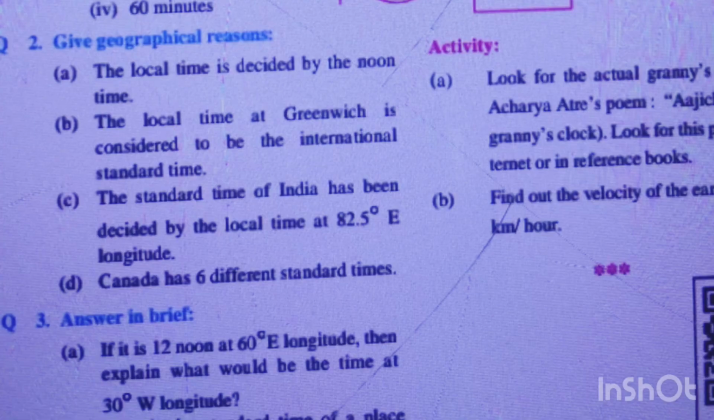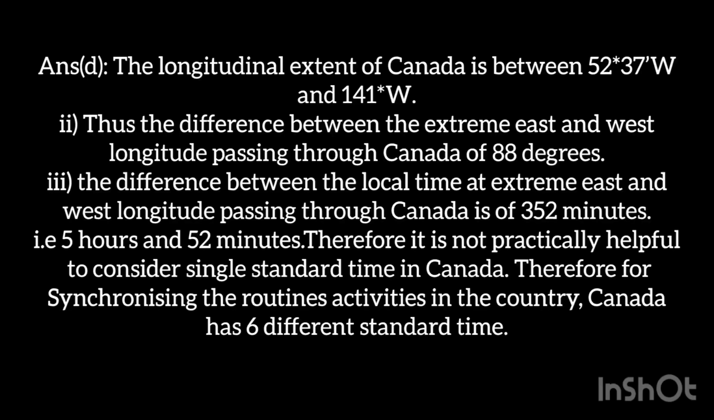Okay, next question is, Canada has 6 different standard times. So the answer is, the longitudinal extent of Canada is between 52 degree 37 minutes west and 141 degree west. Second point, the difference between the extreme east and west longitudes passing through Canada is 88 degrees. Third point, the difference between the local times at the extreme east and west longitudes passing through Canada is 352 minutes, that is 5 hours and 52 minutes.